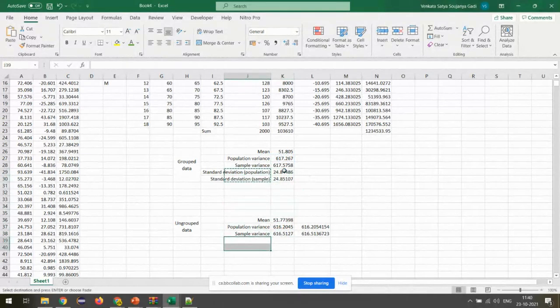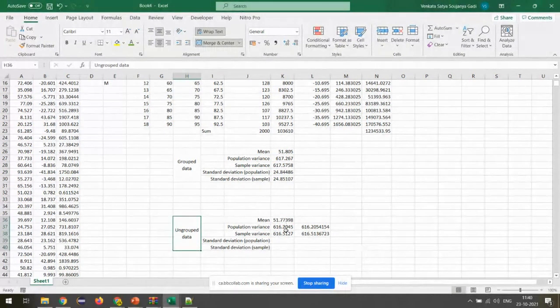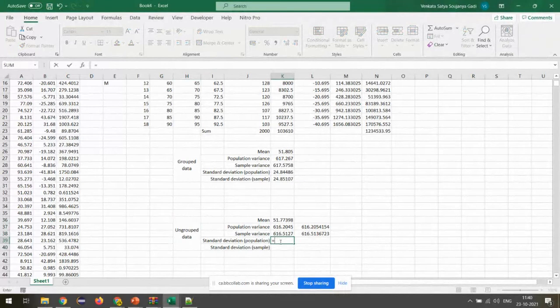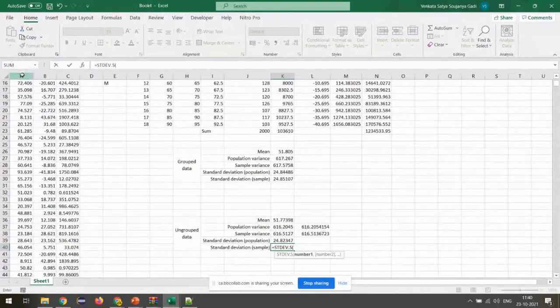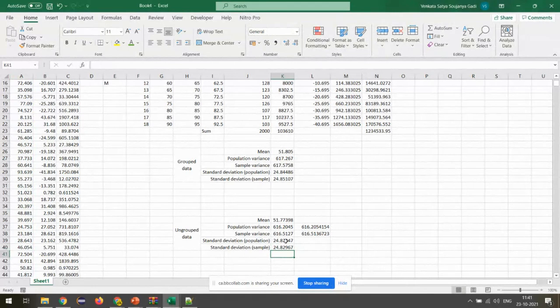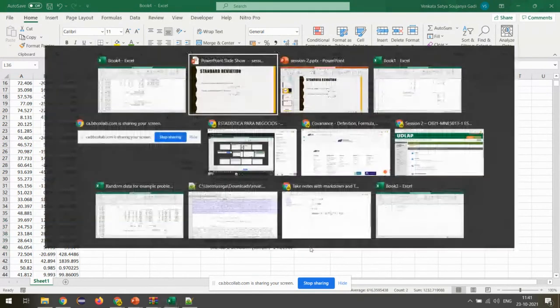and for the throughput data, let me see what happens. Let me calculate it. So the calculations gives standard deviation of population of this one. This is 24.8, okay, and standard deviation of sample is okay. Here. So we see the answers are similar, very similar. That's how we calculate the standard deviation.